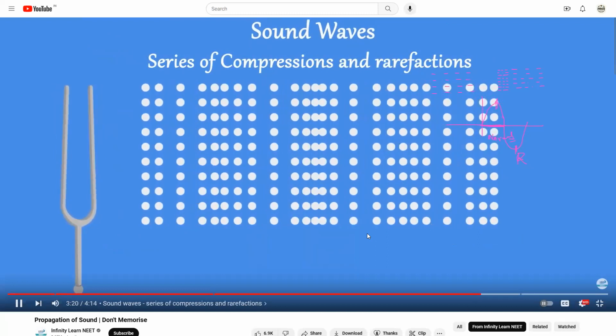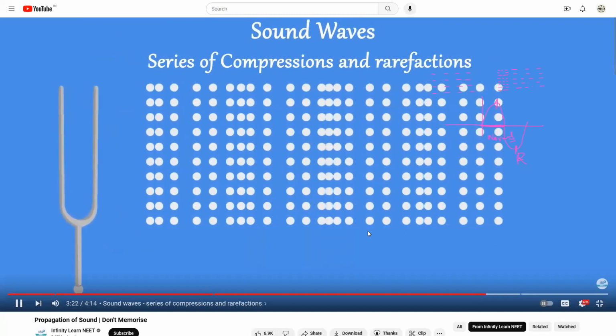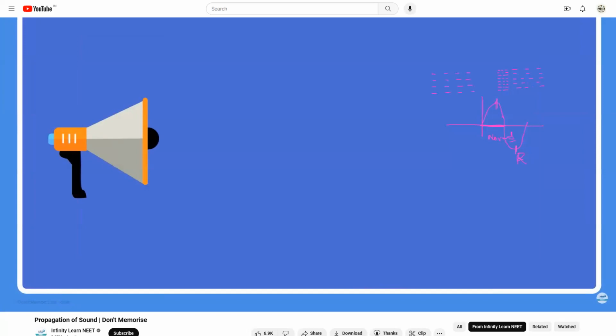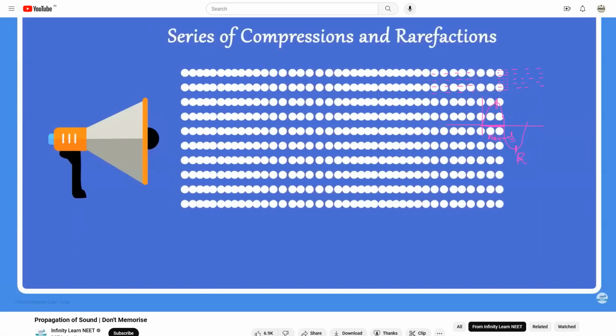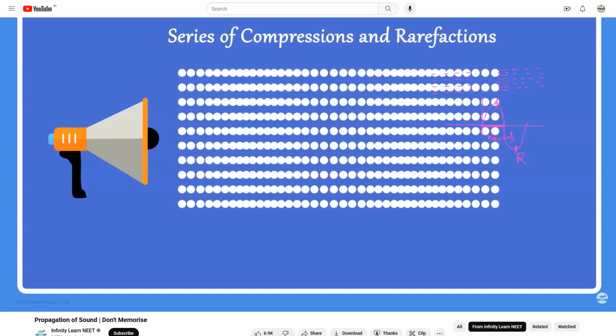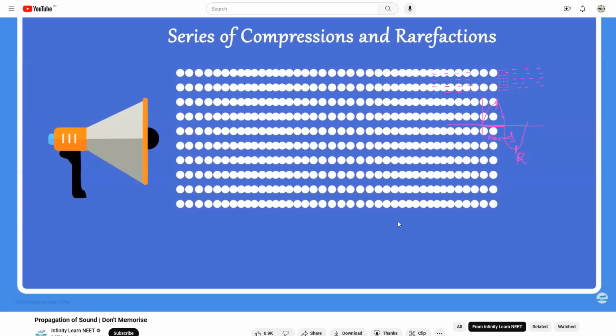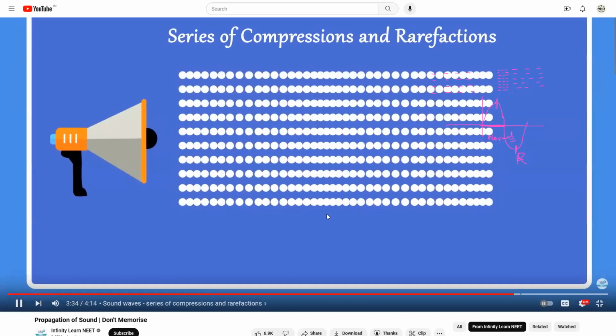Instead of the tuning fork, if we take any other source of sound, say a speaker, then the sound waves generated by this object will also travel in the form of compressions and rarefactions. Here is one interesting question. Is the sound wave a mechanical wave?